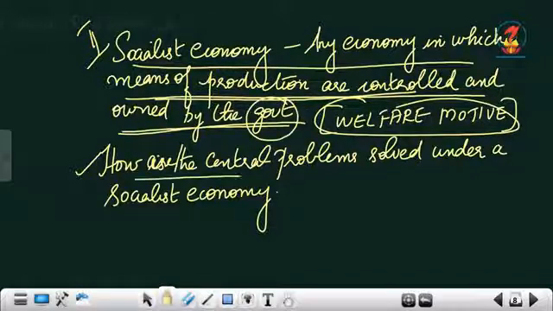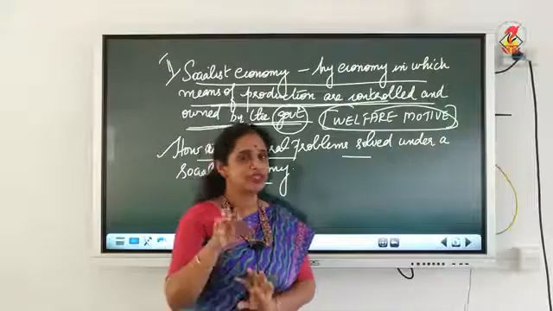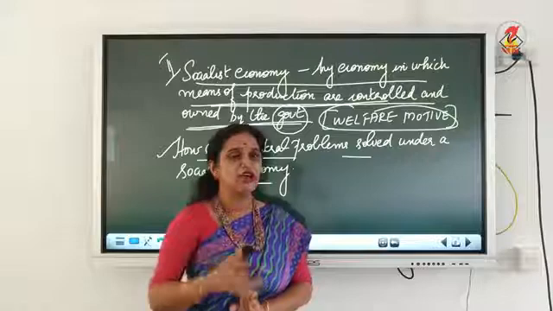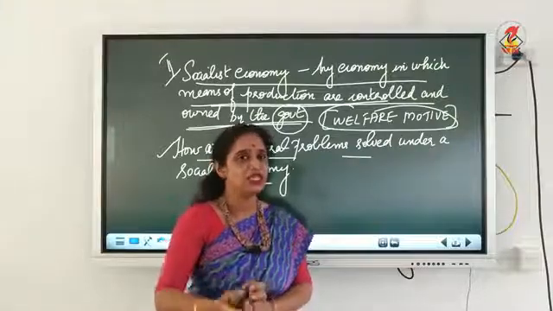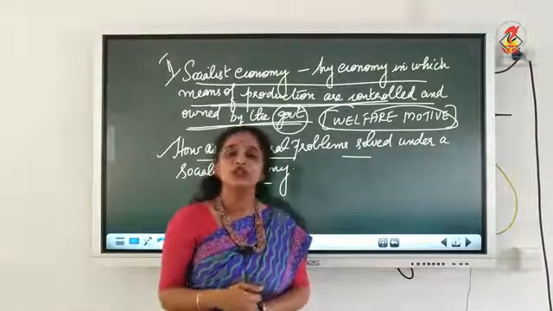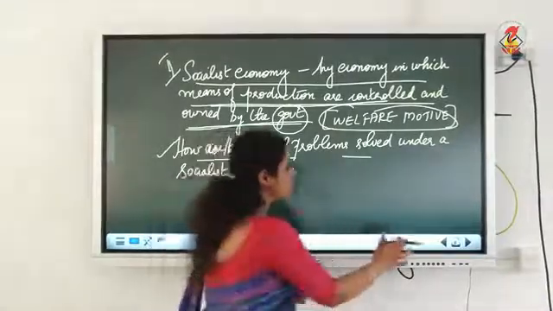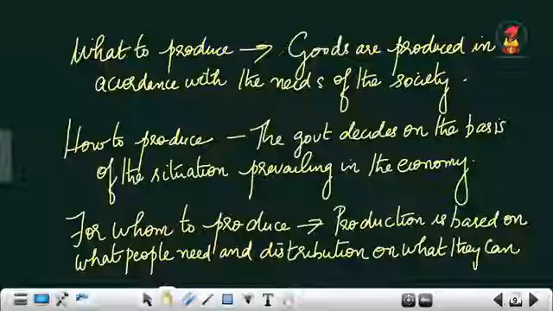Now, how are the central problems solved in the socialist economy? The main task of the government is to select a good economic system. A good economic system is an arrangement where central problems are solved. Now, let us see in a socialist economy how the central problems are going to get solved. Now, what is the first problem? What to produce? How is it solved in a socialist economy?